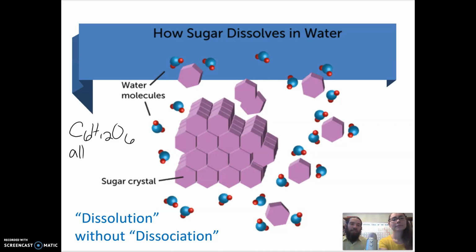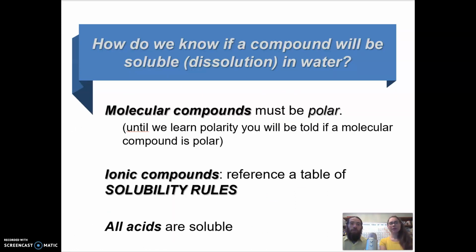So we're not forming ions here. We're just breaking apart this crystal into individual sugar molecules. So we are dissolving, but there's no dissociation here. We aren't forming ions. Dissolution without dissociation. Okay, so back to dissolution, just dissolving.